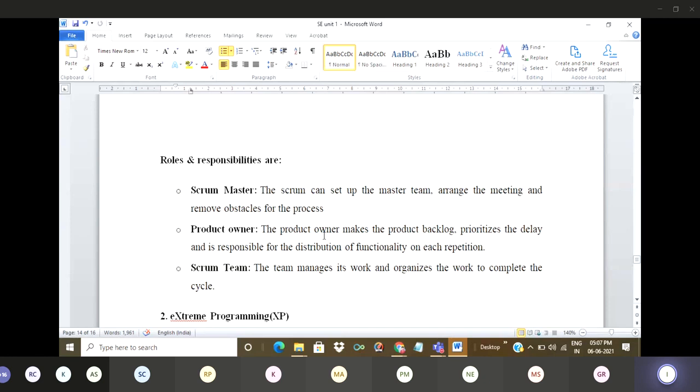So third is Crystal. There are three concepts of this method. One is chartering, second is cyclic delivery, third is wrap up. So what does it mean by chartering? Chartering means making the development team perform feasibility analysis and develop plans. So using chartering, we can do all these things.